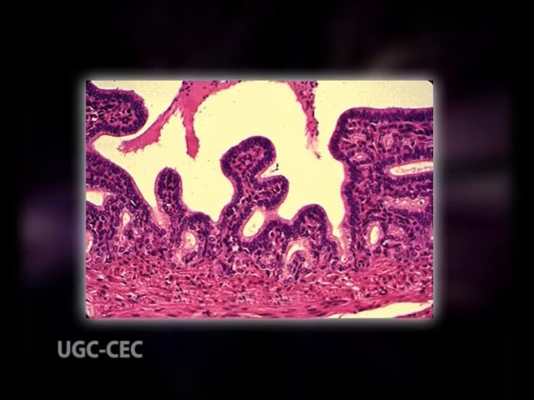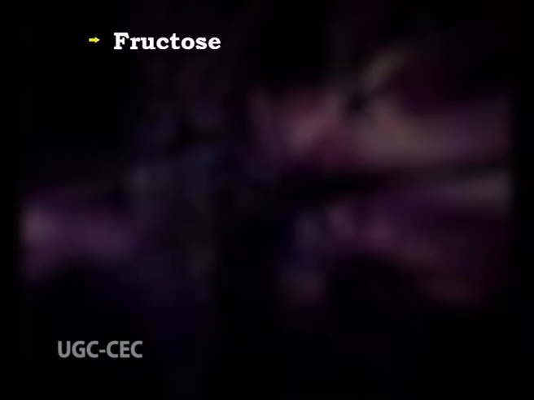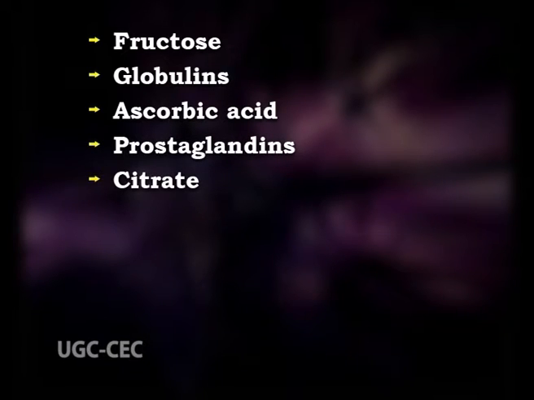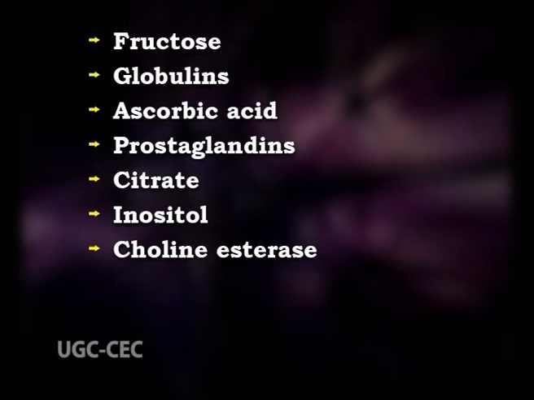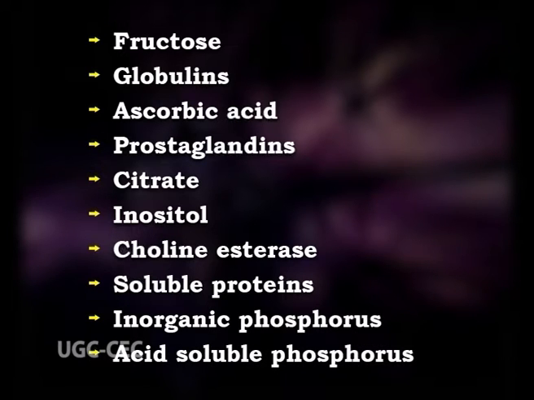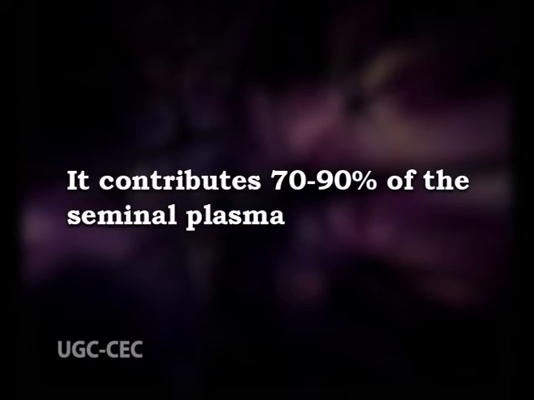The ducts of the seminal vesicle transport the strongly eosinophilic secretion to the colliculus seminalis. The secretory product of the columnar cells, which may be seen in the lumen of the seminal vesicles, is strongly acidophilic. They secrete fructose, globulins, ascorbic acid, prostaglandins, citrate, inositol, cholinesterase, a number of soluble proteins, inorganic phosphorus and acid soluble phosphorus. It contributes 70 to 90% of the seminal plasma.